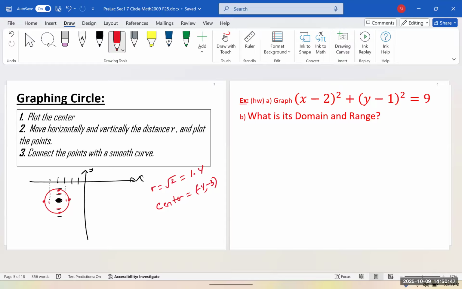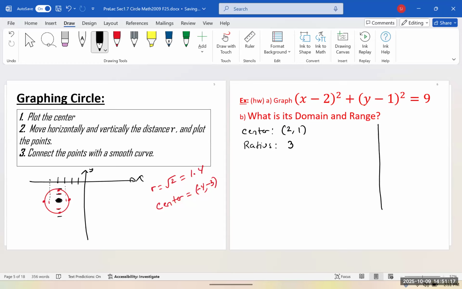Now in the next one, what is the center here? And how much is the radius? Alexander. 2, 1, and how much is the radius? 3. Perfect. So let's graph it.